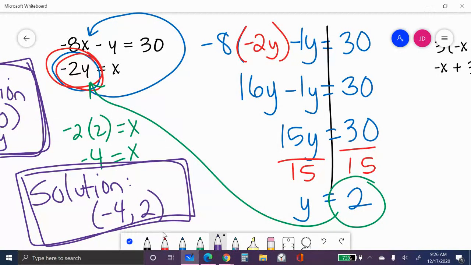And also you could double check, right? -8 times -4 is +32. -2 is 30. All right. It's another way you can check. All right, let's look at one more.